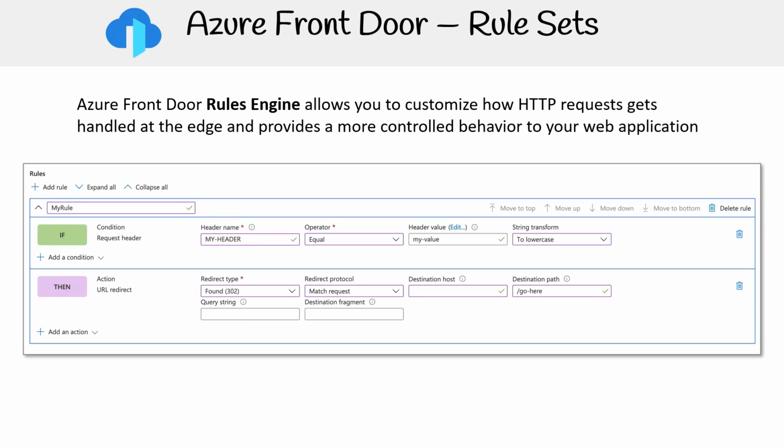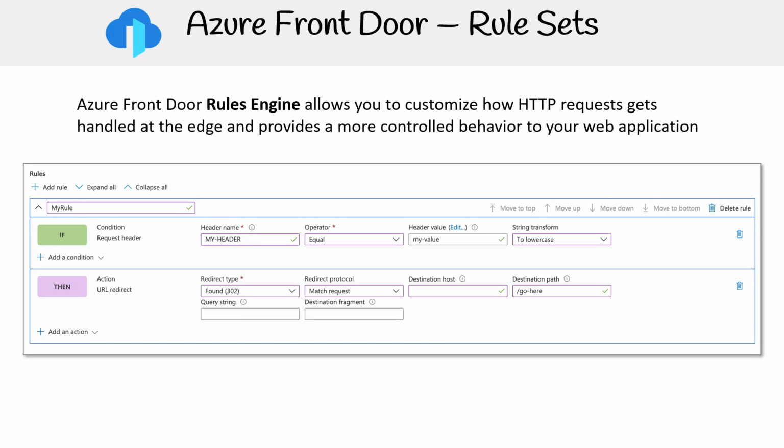Action "then" represents the action to be taken if the condition is met. URL redirect: the action taken will be a URL redirect. Redirect type "found" specifies the type of HTTP redirect. 302 means a temporary redirect.